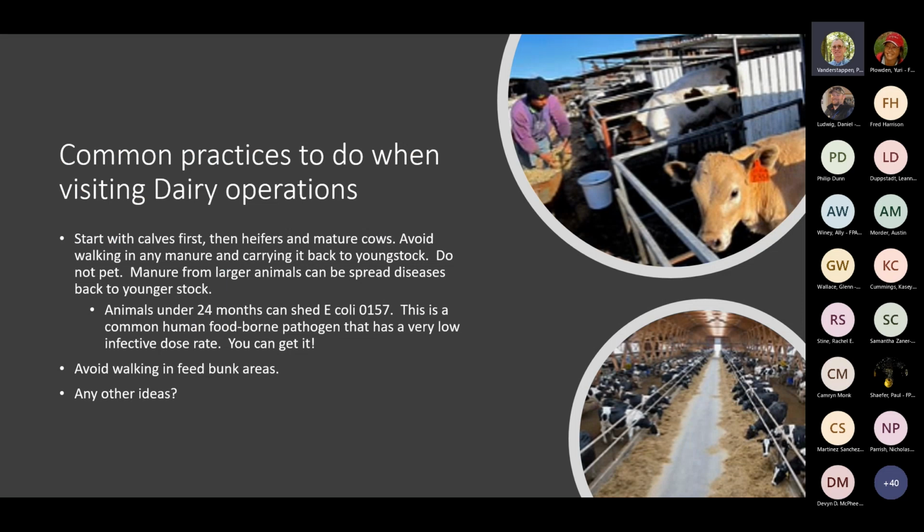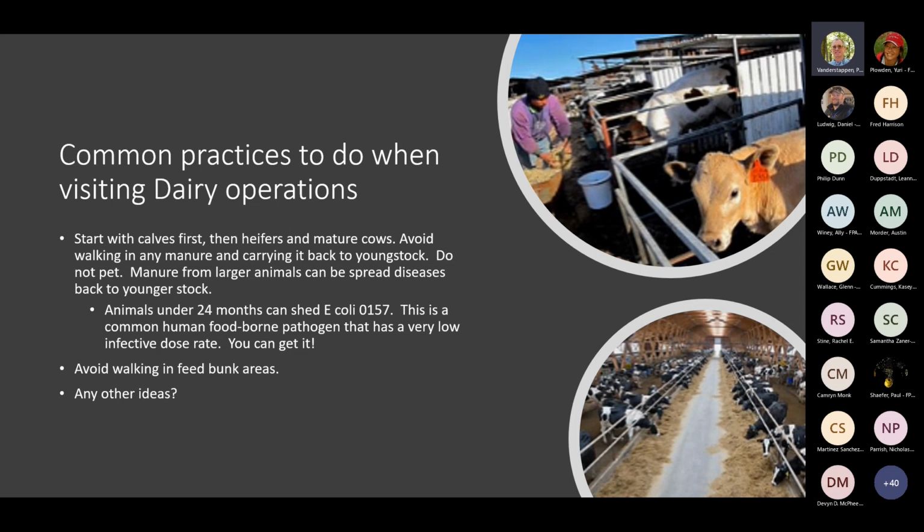So I have some other common practices that I follow that you don't really read about in the biosecurity protocol, even for NRCS, but I have a couple I always practice for dairy operations. The key one here is you really should start with the calves first, then heifers, and then mature cows. You start with the calves, the smallest animal.